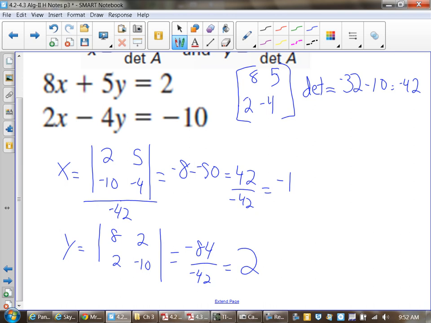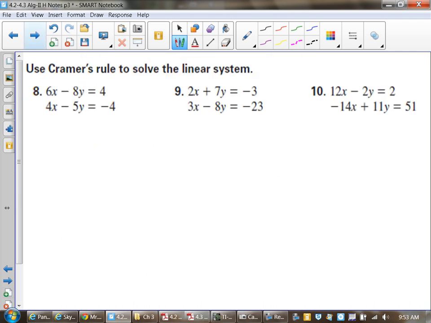Do you see how a 2 by 2 is very easy to do this by hand? When you get to a 3 by 3, you have to find all those extra determinants. Are we going to do 3 by 3s by hand? That's mean. Let's try another one for yourself. Pick a number, 1 through 3. No, do this one.